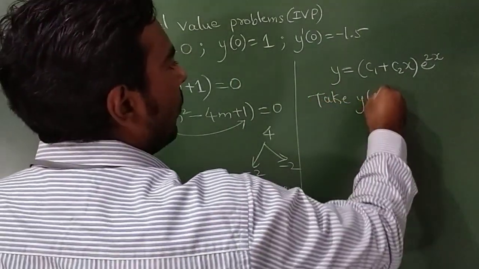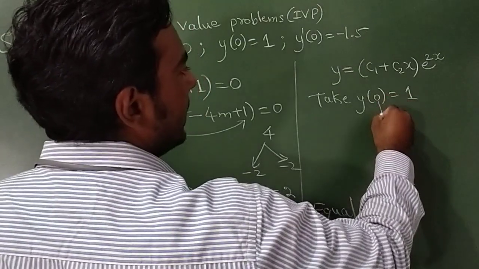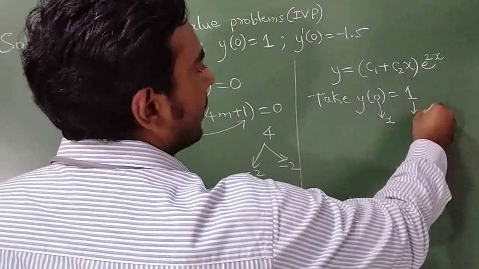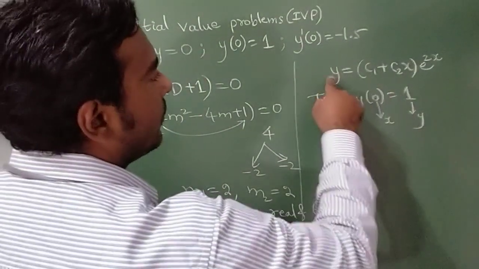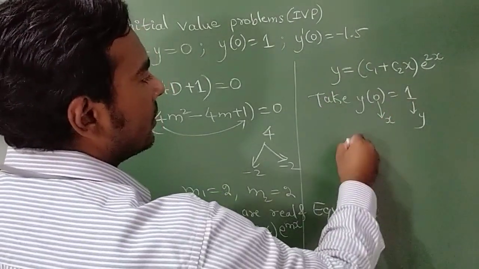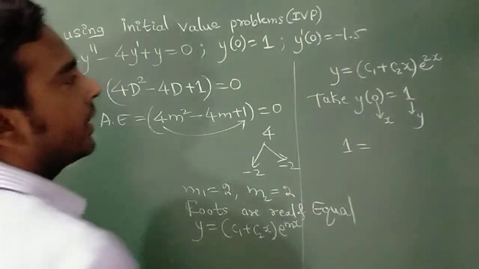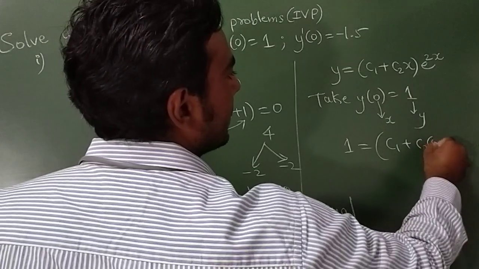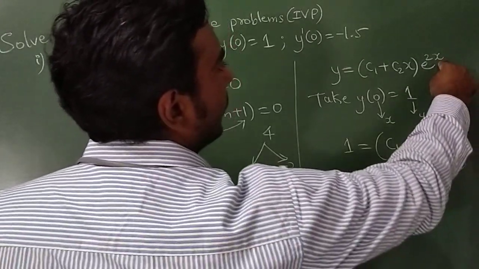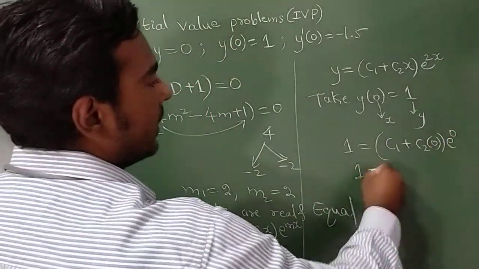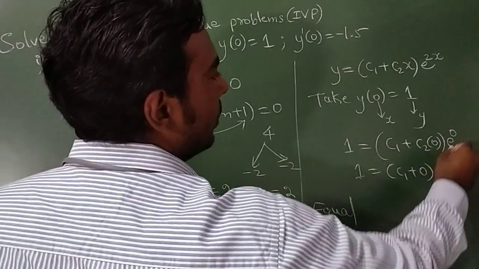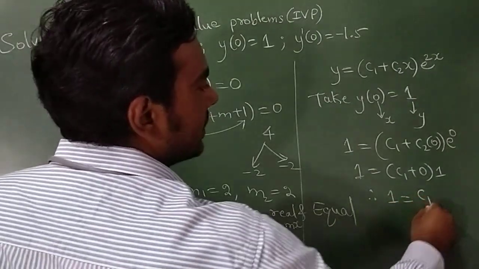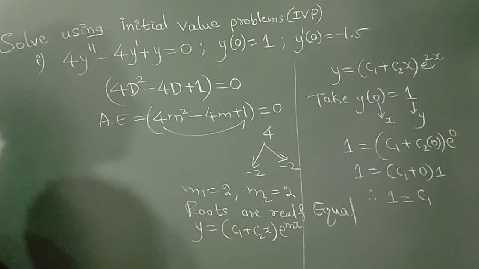Now let us take this one. Take y of 0 is equal to 1. It means x value is 0 and y value is 1. So in place of y, I must substitute 1. Now here c1 plus c2 and x is 0, and here also x value is 0. So 1 is equal to c1 plus 0. e raised to 0 is 1. Therefore, c1 value will become 1.